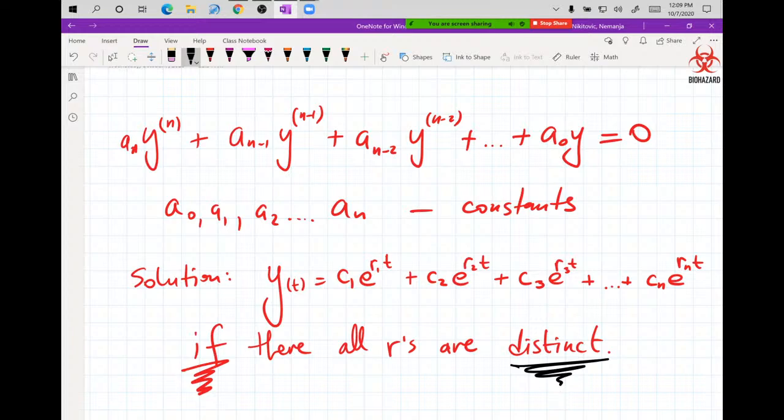If r's are distinct, you just write out the solution, and then, right, if you have the initial conditions, good luck with your matrix, right, to compute the, what do you call it? Coefficients, right? Constants.